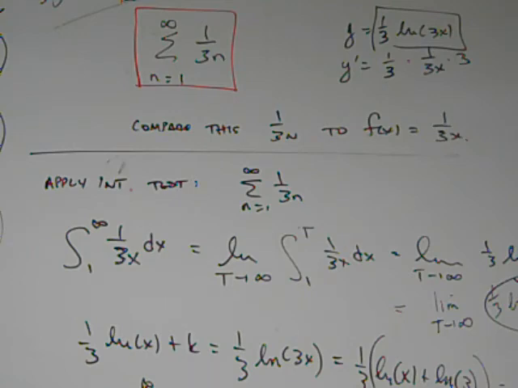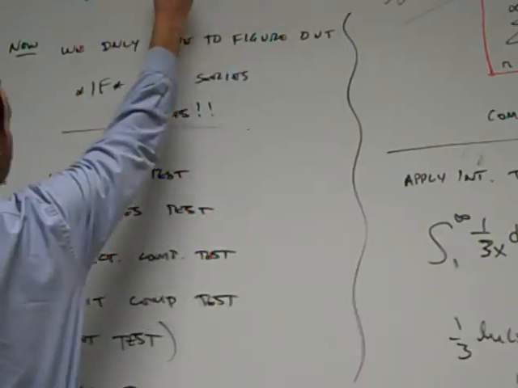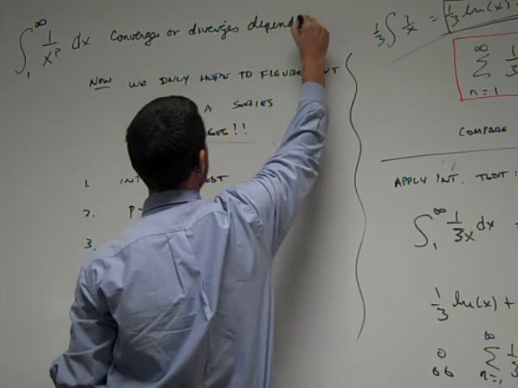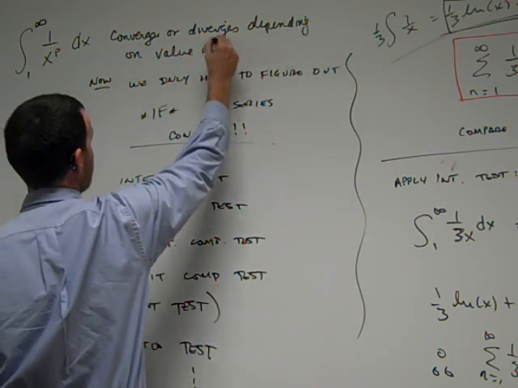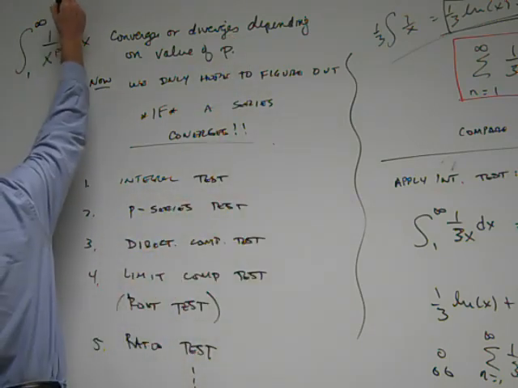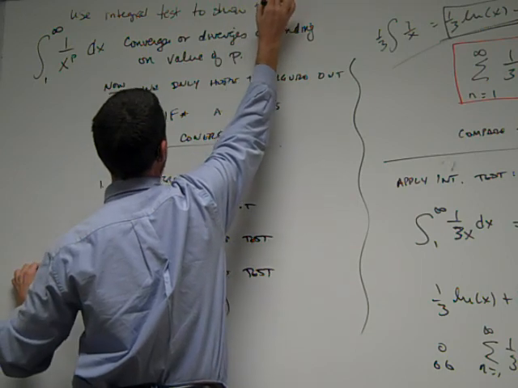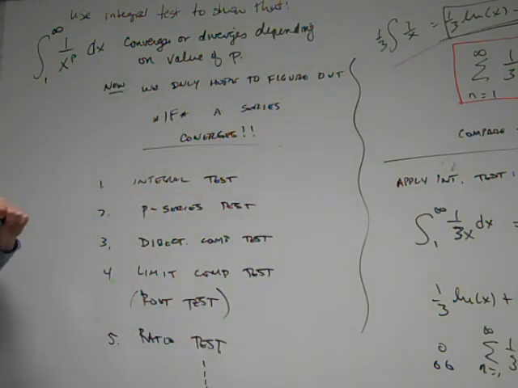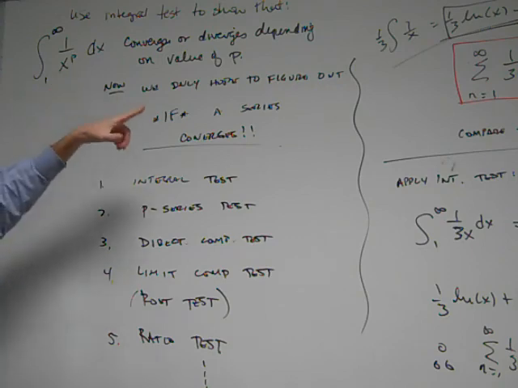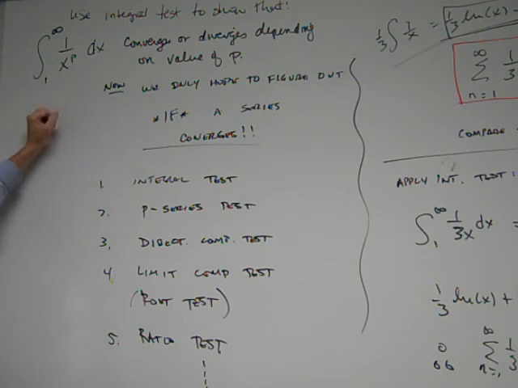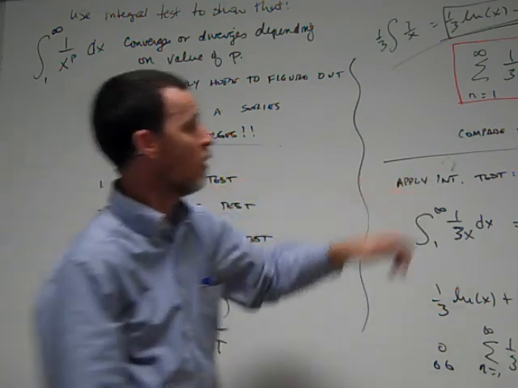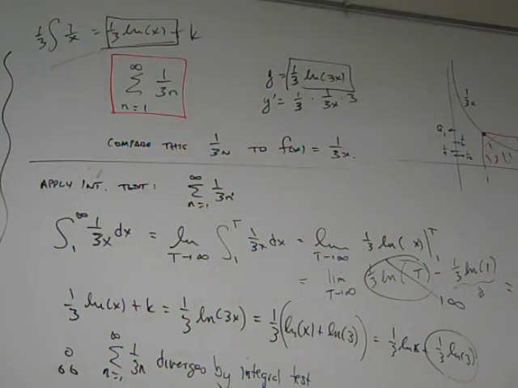What you're going to discover soon is that the integral, depending on what this p is, converges or diverges. You're going to use, I should write this, it's one of your problems: use the integral test to show that this series converges or diverges depending on the value of p. What was the value of p in our problem? 1, right? We had 1 over n to the first, right?